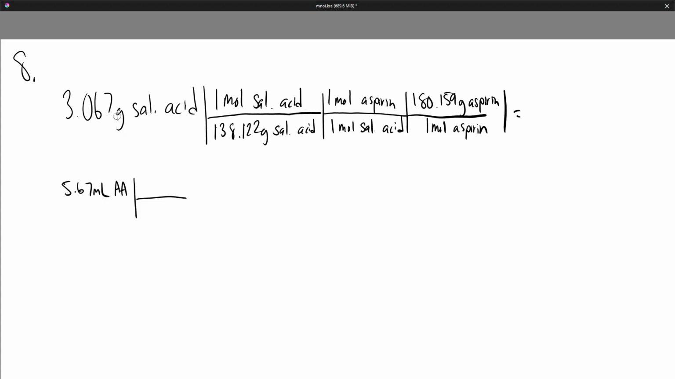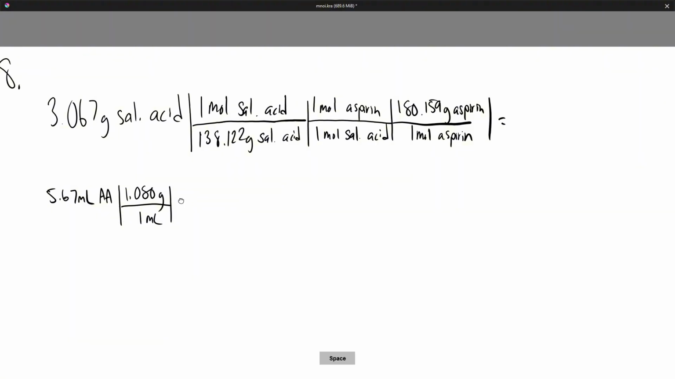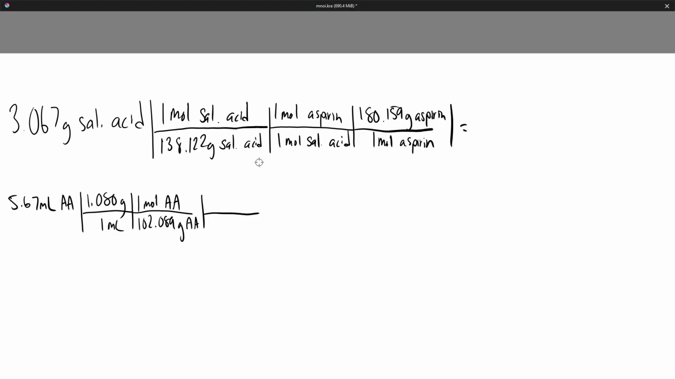For this, we don't start off with grams. We start off with milliliters, which means we want to utilize the density given to us, 1.080 grams for every 1 milliliter, to convert into grams of acetic anhydride. Okay, from there, we just follow the same steps as this, basically. We convert into number of moles of acetic anhydride using the molar mass, which is 102.089 grams. Then to the number of moles of aspirin, which is the same as this top one. It's all 1-to-1.